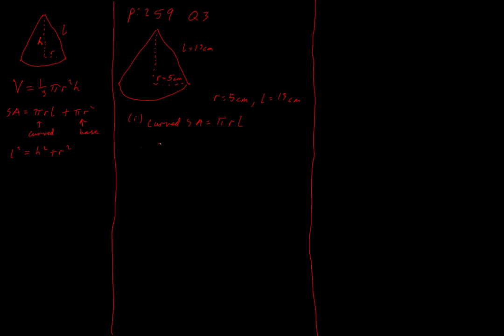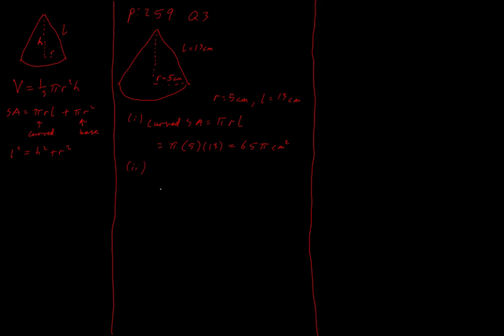So I have pi multiplied by r is 5 and L is 13. So when I put that into my calculator, I get 65, and I put pi in here. So 65 multiplied by pi, because I had 5 by 13 by pi. So I get 65 pi, and I'm dealing with a surface area, which means it's centimeters squared for area. Now part 2.